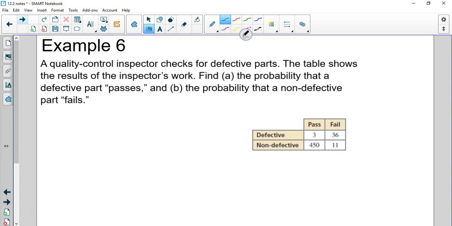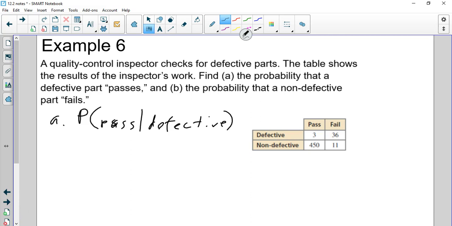Okay, almost there. Example 6. A quality control inspector checks for defective parts. The table shows the results of his work. Find the probability that a defective part passes and the probability that a non-defective part fails. So this one's kind of tricky. First off, we're talking about the probability that it passed, but given that it was defective.